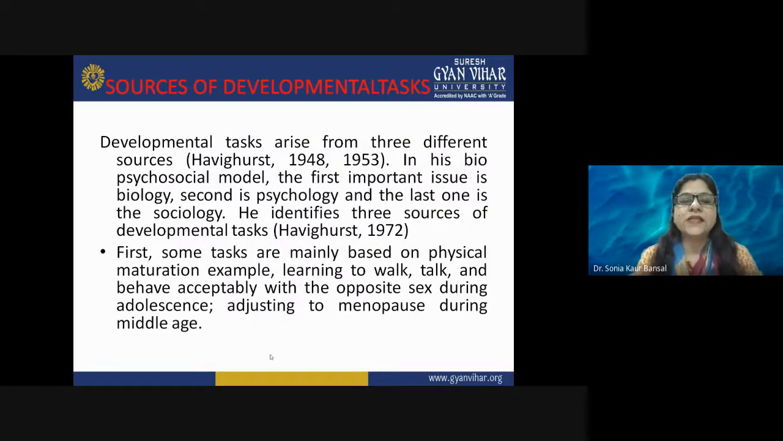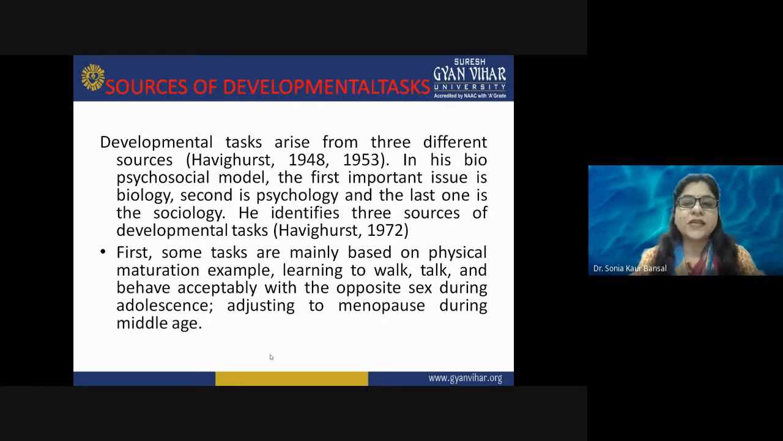Now let's understand the sources of developmental tasks. So developmental tasks arise from three different sources. Havighurst, 1948-53, in his psychosocial model, says the first important issue is biology, second is psychology, and the last one is sociology. So just understand the three different sources of developmental task are biology, psychology, and sociology.